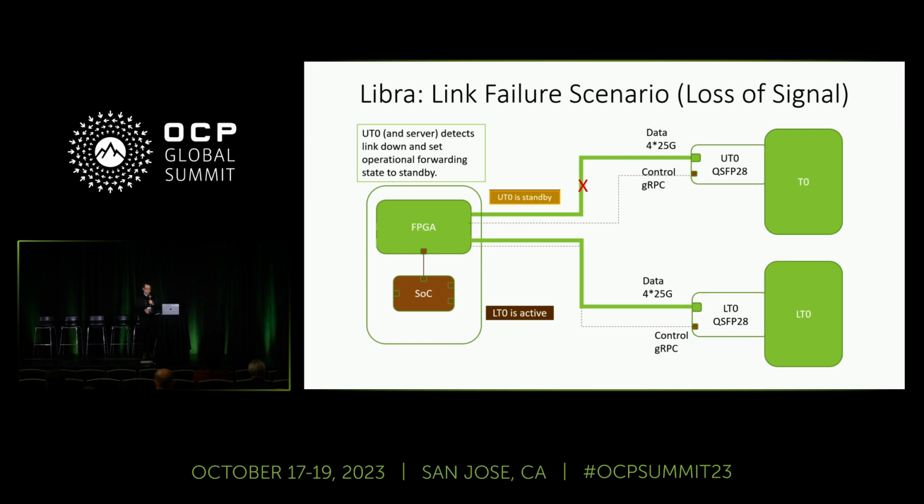And when the T0 side link becomes standby, the T0 side will create tunnel routes to forward all the I/O targeting that particular host to the LT0. And the LT0 will decap those packets and see the same destination that is reachable from its side, and just forward to the FPGA, to the host side.